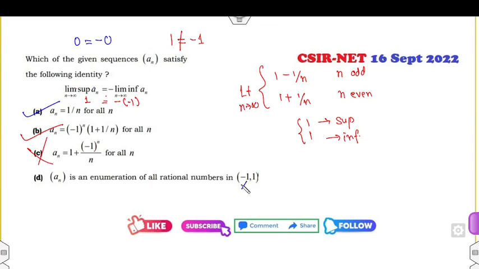Look at the last case. It's the open interval. So the infimum is minus 1. Supremum is plus 1. Clearly, it is satisfied. So the right answers are A, B, D, which are the correct answers of this problem.